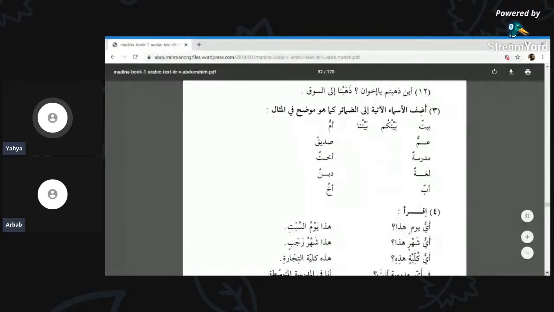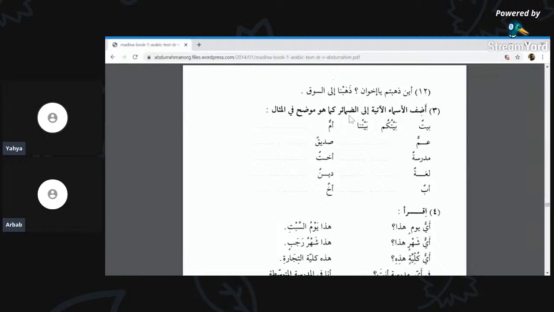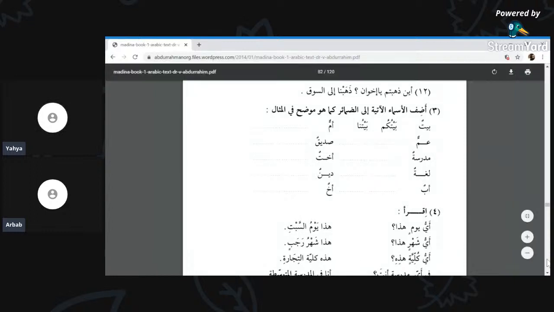Okay, so look, we've got more dama'ir, more pronouns. So baytun, a house. Baytukum. If I say baytuka, I'm saying your house to a single person. If I say baytukum, I'm speaking to three people or more, and it's masculine. If I say baytuna, I'm saying our house. Our house. Okay.